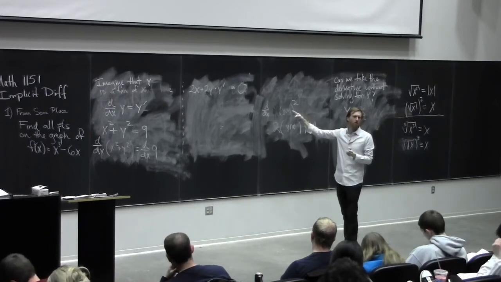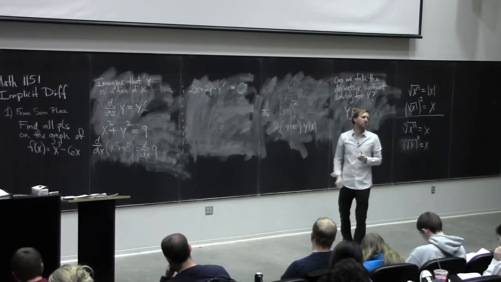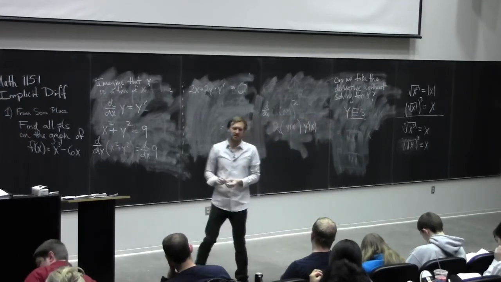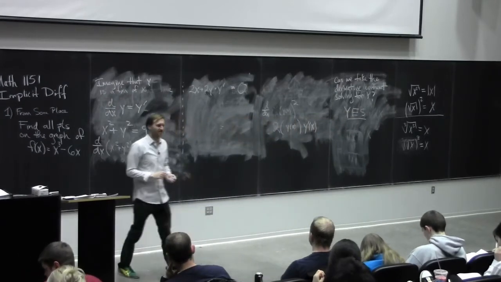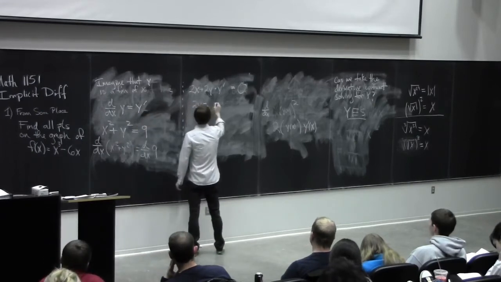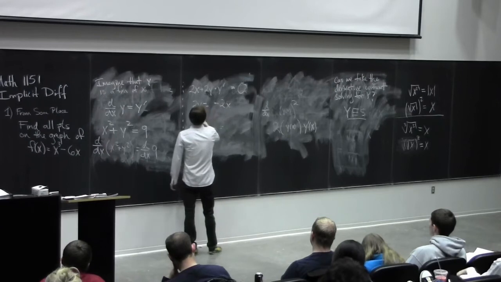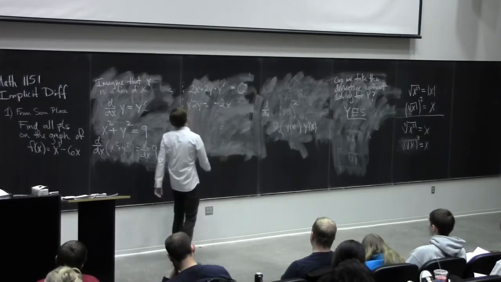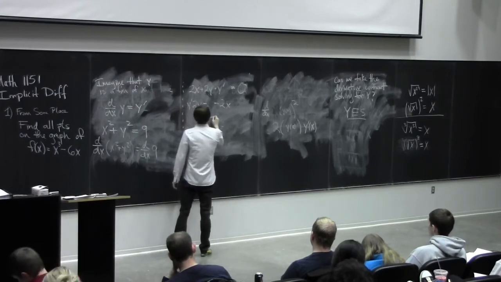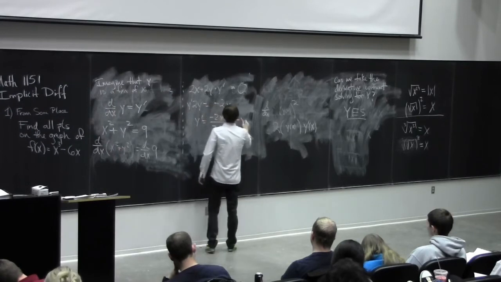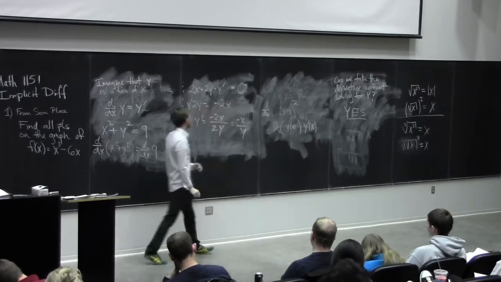What do we do now? We solve for y prime. This will always be easy. If it's not easy, you did something wrong. So how do I solve for y prime? Well, I get 2y equals minus 2x. Oh, where's a y prime here too? Y prime 2y, divide both sides by 2y. Y prime equals minus 2x over 2y equals minus x over y.